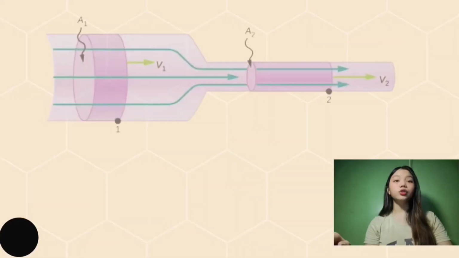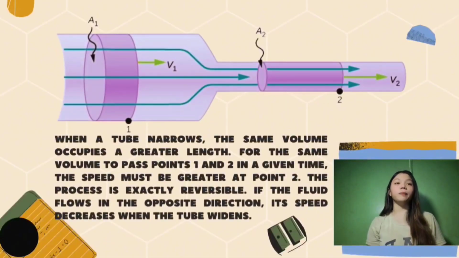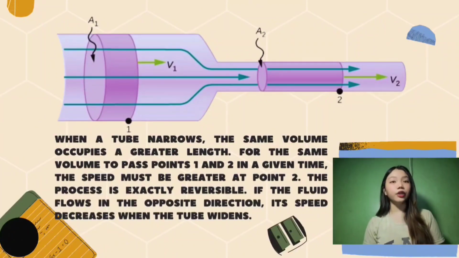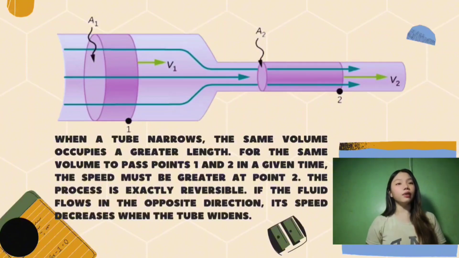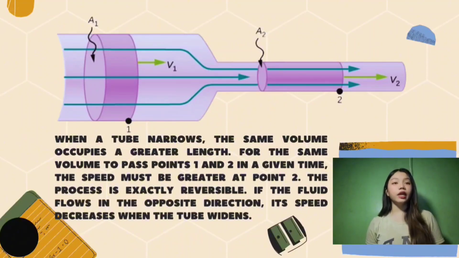Now, without further ado, let's start the discussion. What we can see here is a tube. Reading the text underneath it, it says that when a tube narrows, the same volume occupies a greater length. For the same volume to pass points 1 and 2 in a given time, the speed must be greater at point 2. The process is exactly reversible if the fluid flows in the opposite direction.